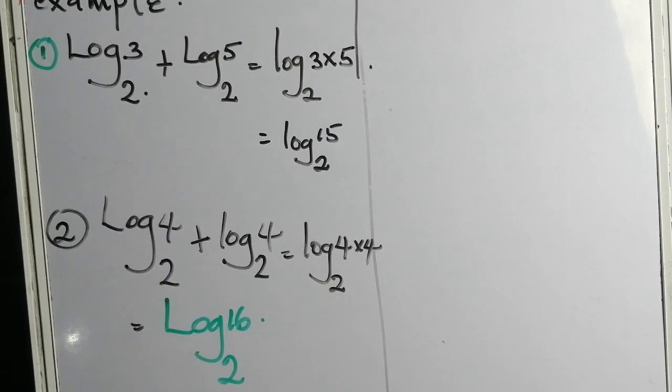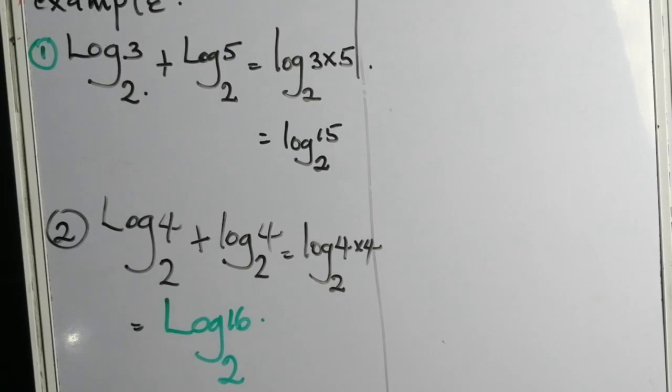So like I said, it's log 3 base 2. That is the way we call it. You need to know the pronunciation, how we call it, log 5 base 2. Okay. The same thing for example 2 is what? Log 4 base 2. Then we also have log 4 base 2.